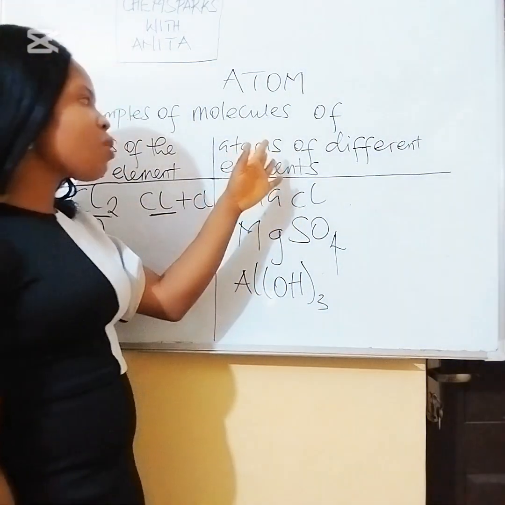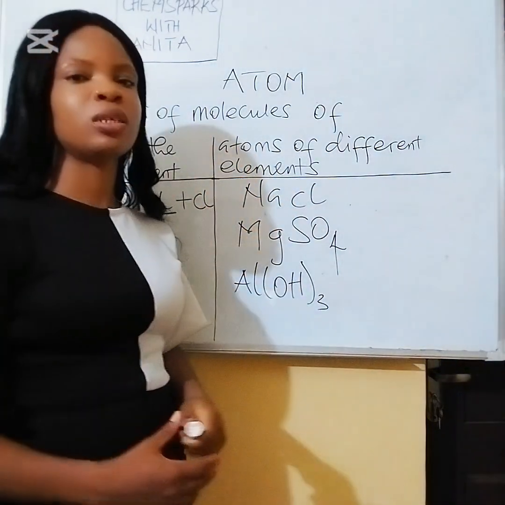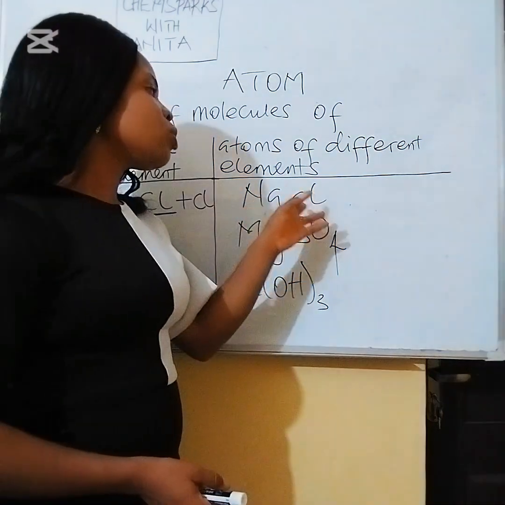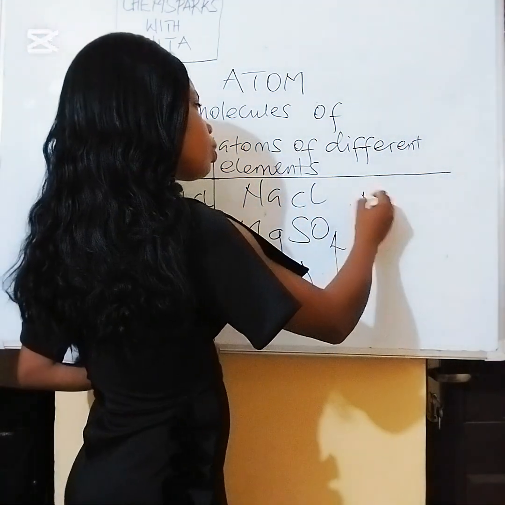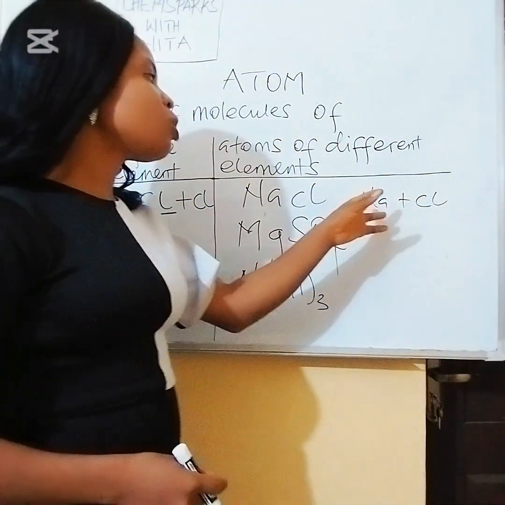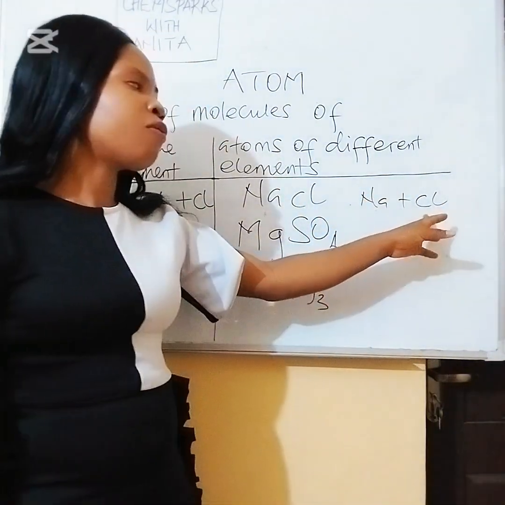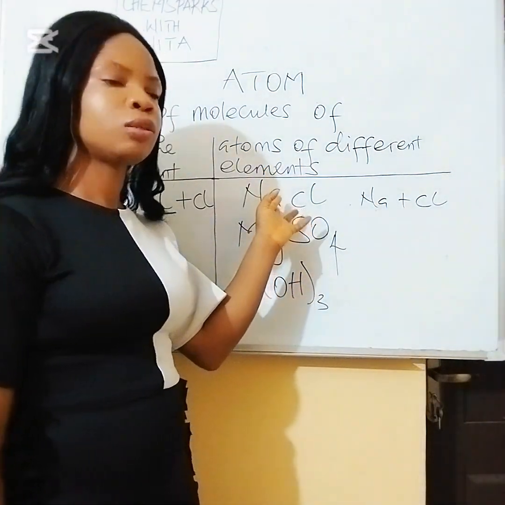Now, looking at molecules of atoms of different elements, we have sodium chloride. A molecule of sodium chloride is coming from two elements, which are what? Sodium and chlorine. So an atom of sodium and an atom of chlorine paired to form sodium chloride.